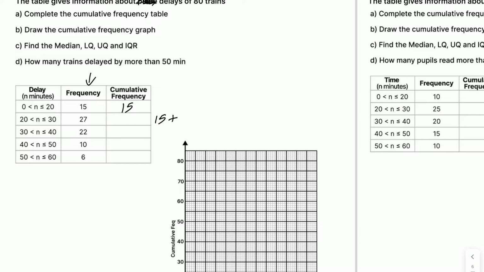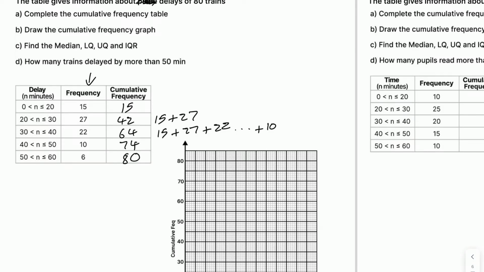That's going to be 15 plus 27. That gives me 42. Now the next one is going to be the sum of the previous frequencies. So that's going to be 15 plus 27, but now we're also going to add the 22. And that's 64. And then the next one is, again, the exact same thing repeated here, but then we're also going to add the 10 on. So that gives us 74. And then finally, we're going to add 6 on, which gives us 80.